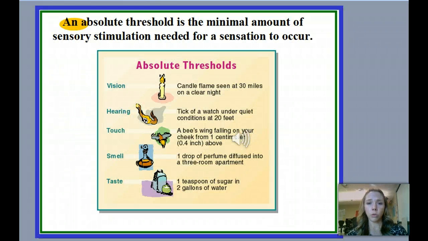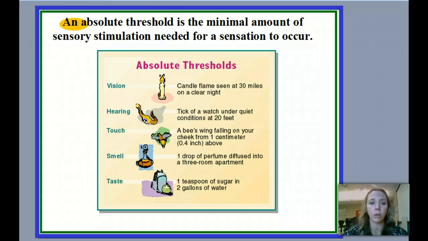So absolute threshold, that's how much I need to be able to sense it. Sorry, this slide is just talking about absolute thresholds. This is for our vision. So we can see a candle flame at 30 miles on a clear night. We can hear the tick of a watch 20 feet away. We can feel a bee's wing falling on your cheek from about 1 centimeter. And smell, we can smell or sense a drop of perfume in about a 3-room apartment, and a teaspoon of sugar in 2 gallons of water. That's a lot of water.